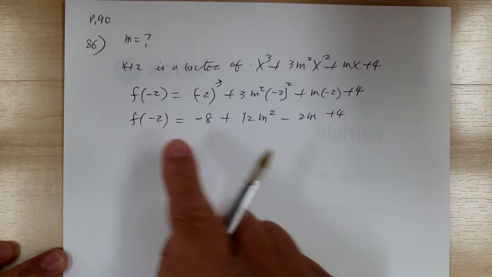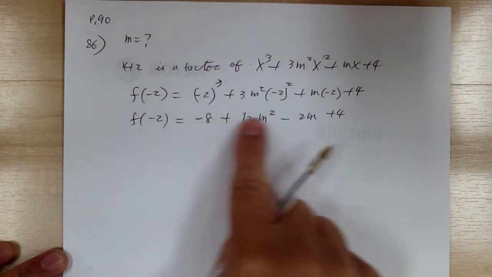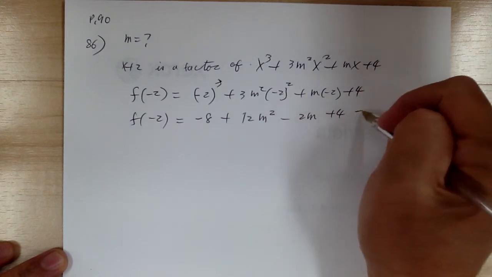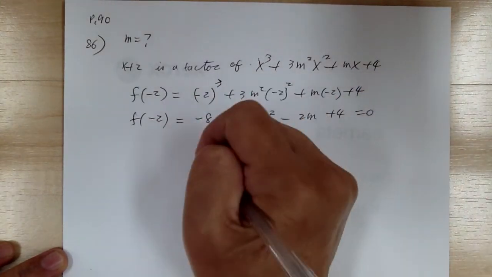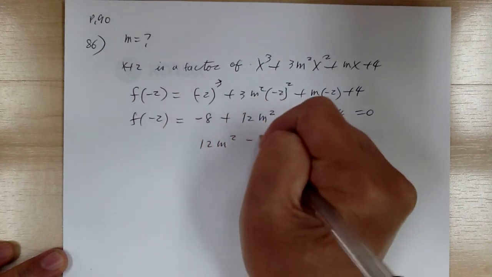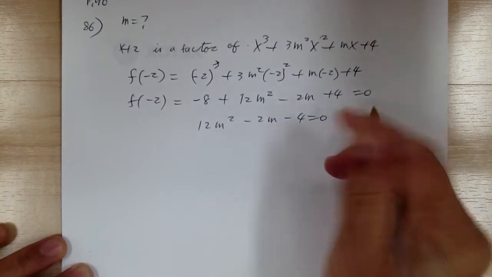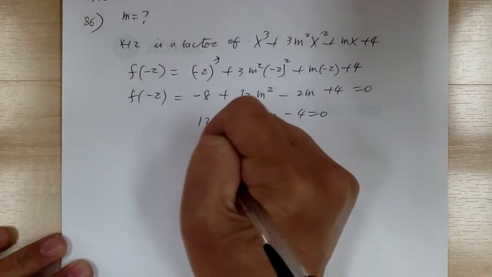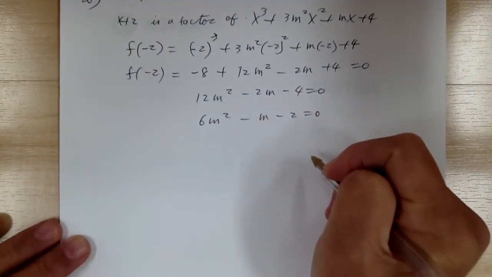Again, remember, remainder and substitution are interchangeable. So this is a factor of that, so your remainder will equal 0. So set that equal to 0 and simplify. You got 12m squared minus 2m minus 4 equal to 0. We're going to divide by 2 to lower the numbers. So you got 6m squared minus m minus 2 equal to 0.